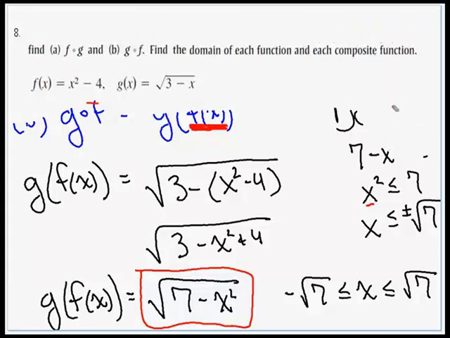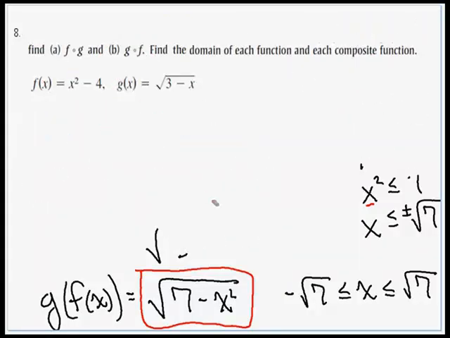Remember, for those composed functions, you have to look at the domain of the final composed function and the inner function. Where those domains overlap is the domain of the whole thing.